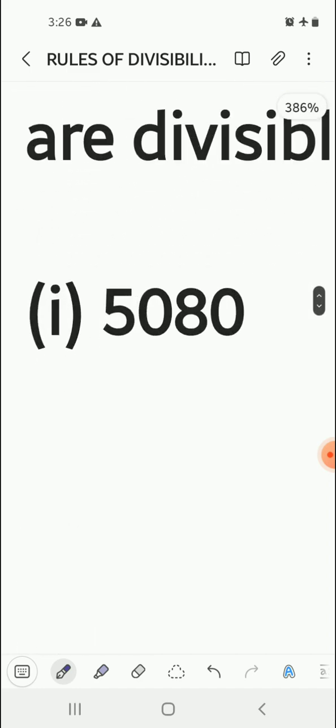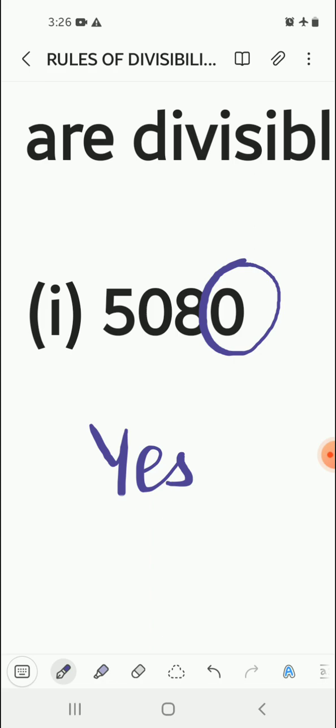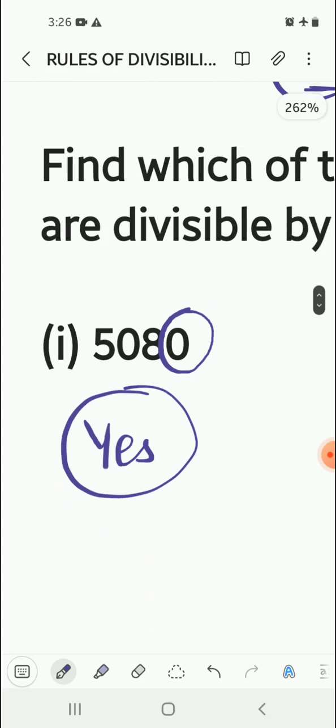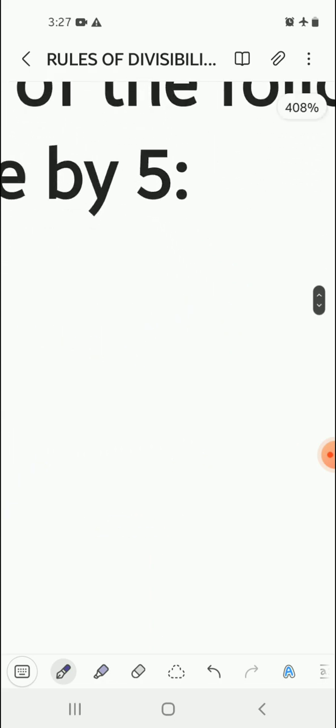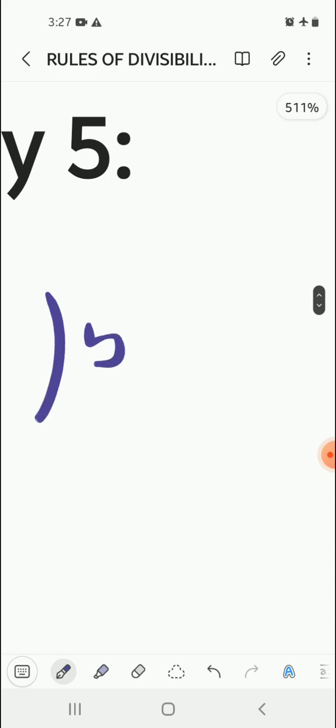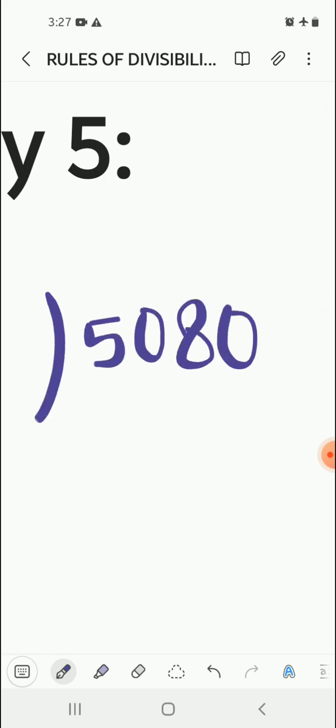Check the number in the units place. 5080, the digit in the units place is 0. Since the digit in the units place is 0, it will be divisible by 5, yes. We can prove it. See, the number given is 5080. So let's physically divide it and check it.